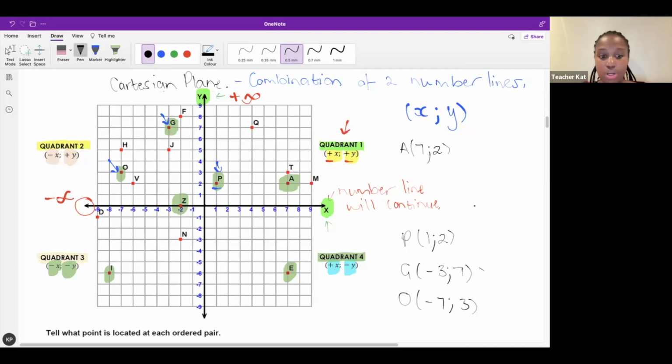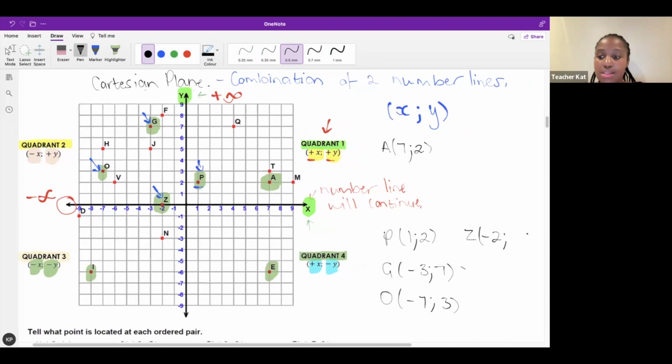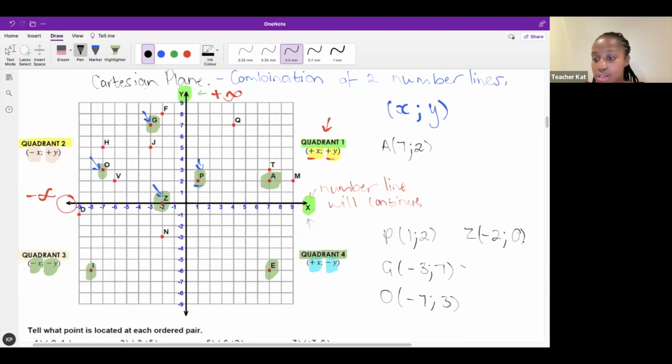Wonderful. The coordinates of Z. Z is on my x-axis over here. It is not always in the corner, Blessing. I will tell you now when it's not always in the corner. So my x coordinate is -2 because it is on -2, and for the y, it didn't move, so it's still on the 0 coordinate. So it is -2 and 0.